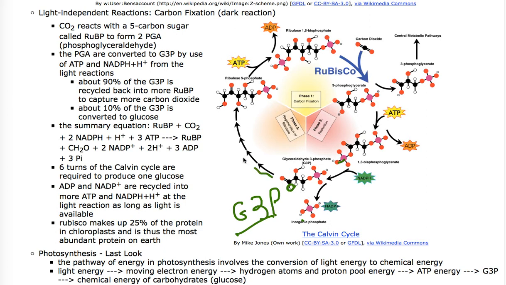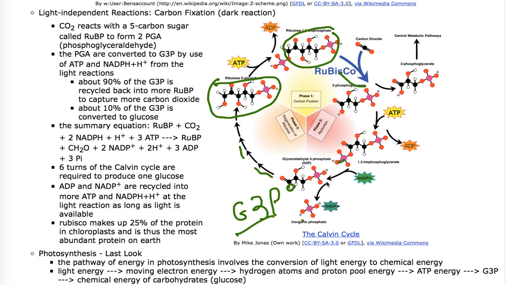G3P, in a series of chemical reactions, is used to make either sugar, I'll point that out, or it's recycled into more RuBP to do some more carbon dioxide capture in the dark reaction, which is a cycle.